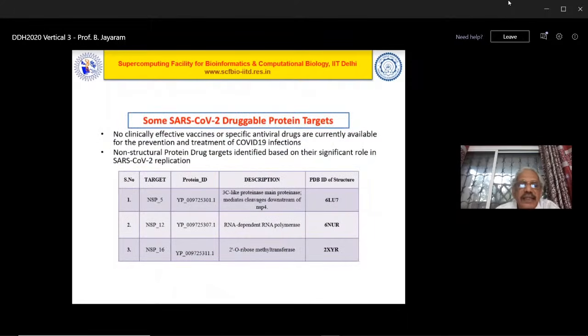So we found that these three are good drug targets: NSP5, 12, and 16. Now, what do these do? This is a 3C-like protease I was mentioning to you a little while ago, and this RNA-dependent RNA polymerase, and then there is a methyltransferase as well. Luckily, structures are available for these, so you don't need to model them. PDB IDs are provided here.